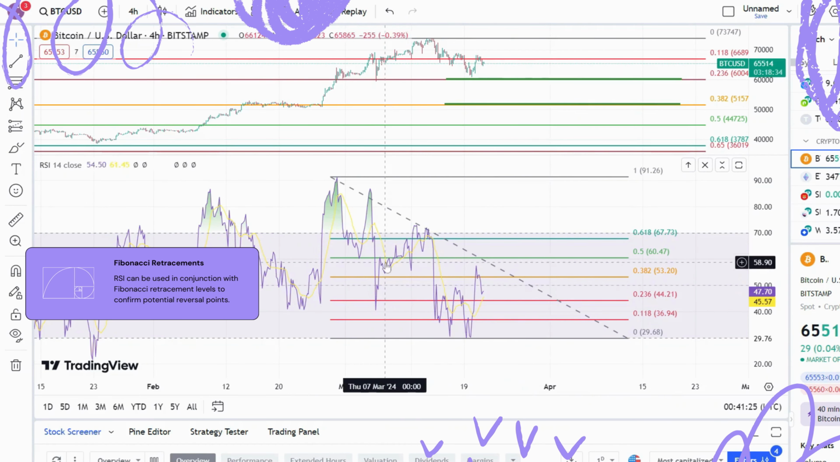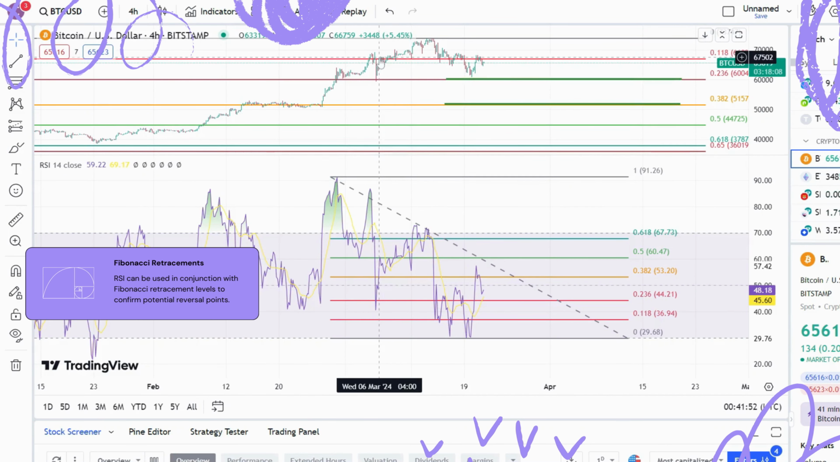So the first one is here. You can see that the RSI has come down to support, but on the price, we haven't really reached that support yet. So as a trader, I may be wondering, are we going to come down to support yet or not? But if I have the RSI, I know that this has tested the support level already. And then you can see price continued up.